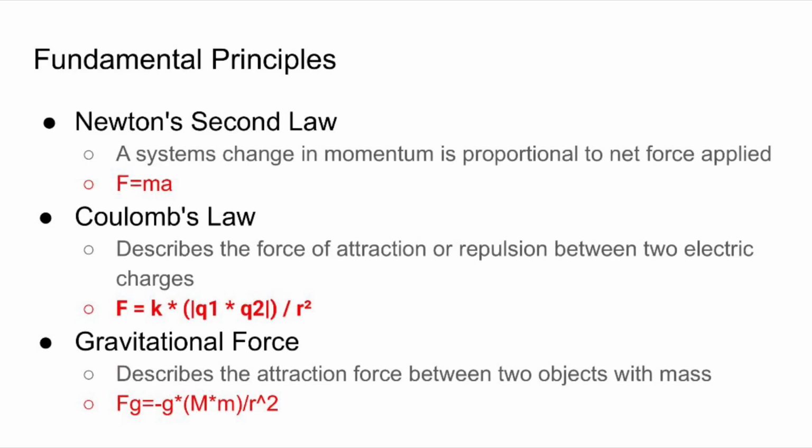The fundamental principles used in this lab are the following. We have Newton's second law: a system's change in momentum is proportional to the net force applied. The formula we will use is F equals mass times acceleration. We also have Coulomb's law, which describes the force of attraction or repulsion between two electric charges. That is F equals K, which is a constant, times charge 1 times charge 2 divided by the radius squared. We'll use distance in this example. And the gravitational force describes the attraction between two objects with masses, which is Fg equals negative G, big M, little m, divided by radius squared.